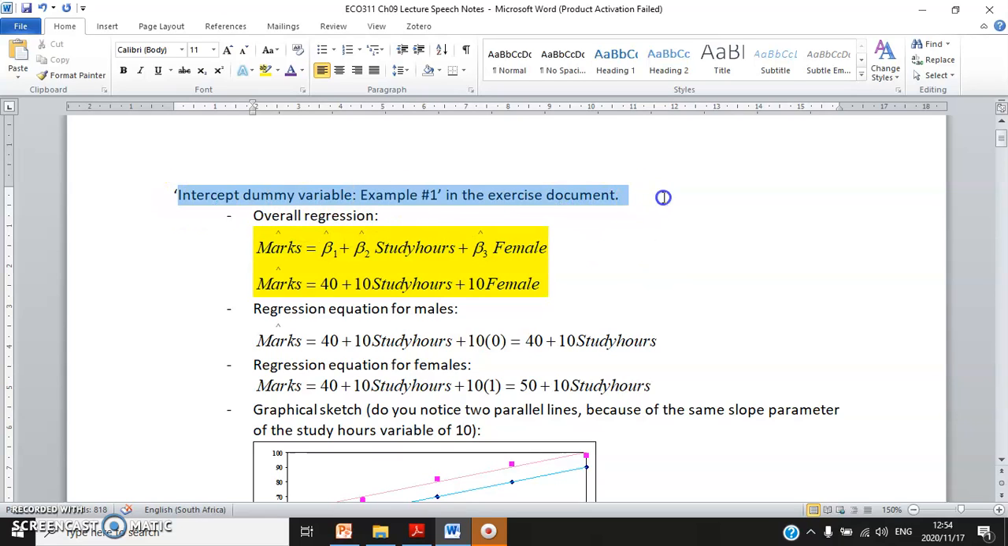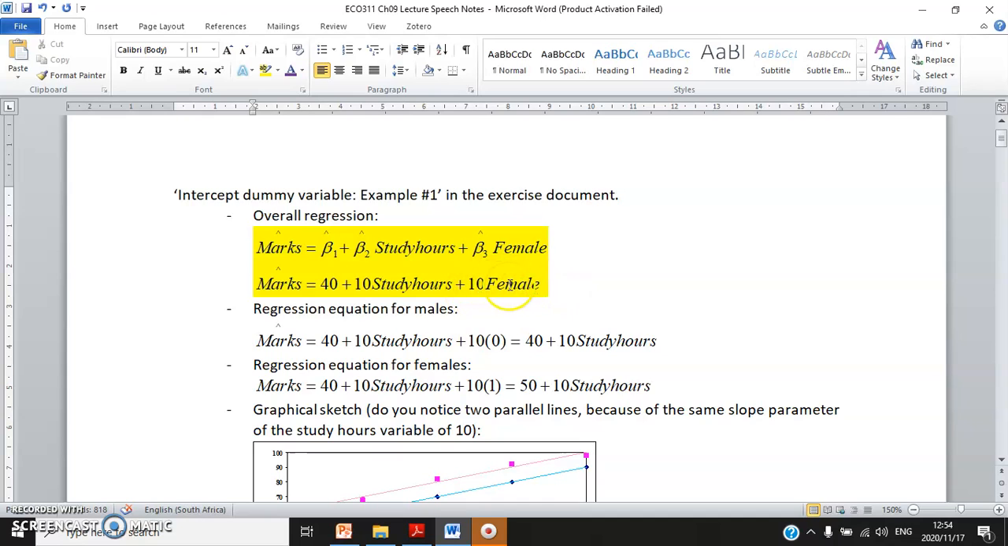Example 1, intercept dummy. Okay, so this is my ANCOVA regression. Why do I know it is an ANCOVA? Because marks explained by study hours, the normal quantitative variable, and then the qualitative dummy variable, female. And then I even give you the parameters. So marks hat equals 40 plus 10 times study hours plus 10 times female dummy. So this is my intercept dummy.